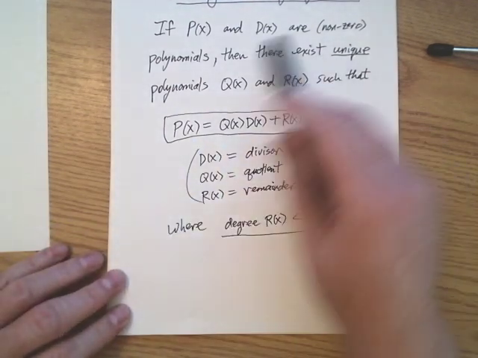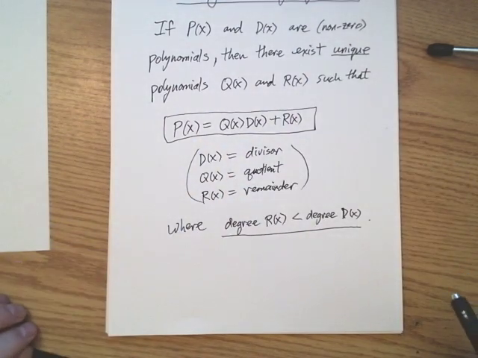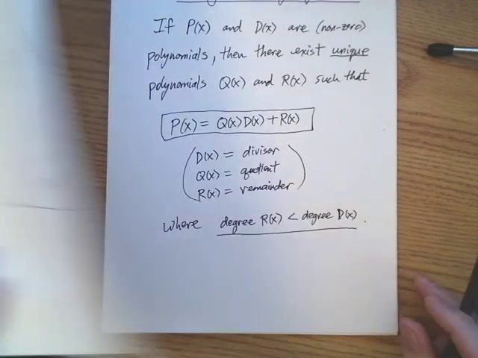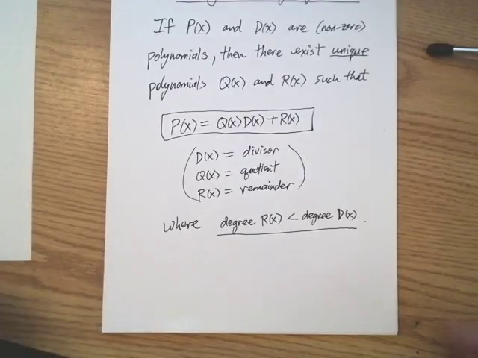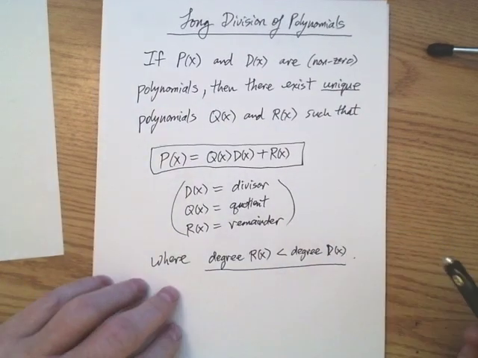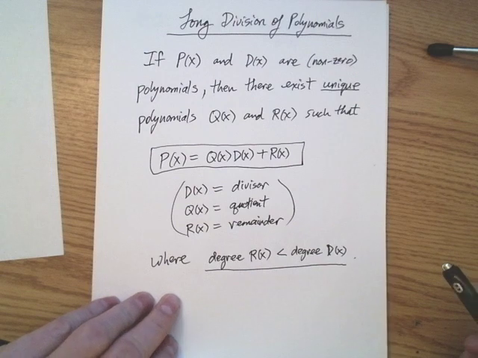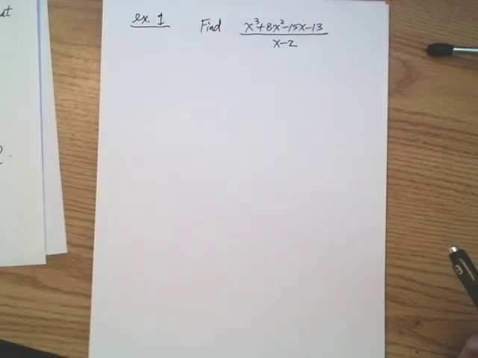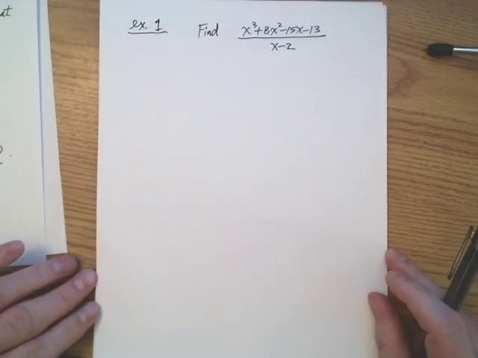Okay, so I claim we can always end up doing this, and I'm going to show you a procedure similar to long division of whole numbers that we shall end up using to find the quotient and the remainder, and we'll talk about ways we express our answers. Okay, let's come over here. Let's take our first example.